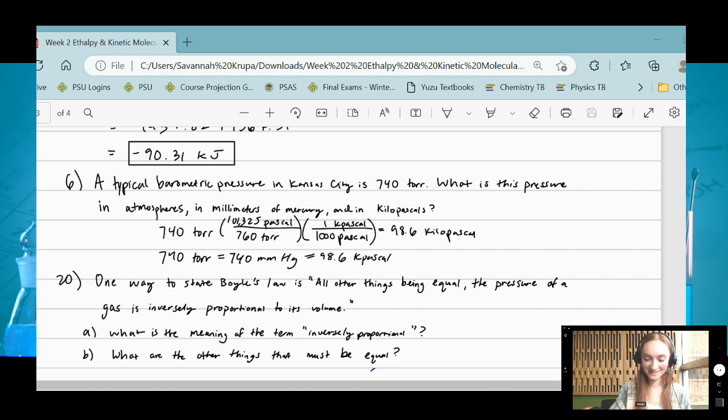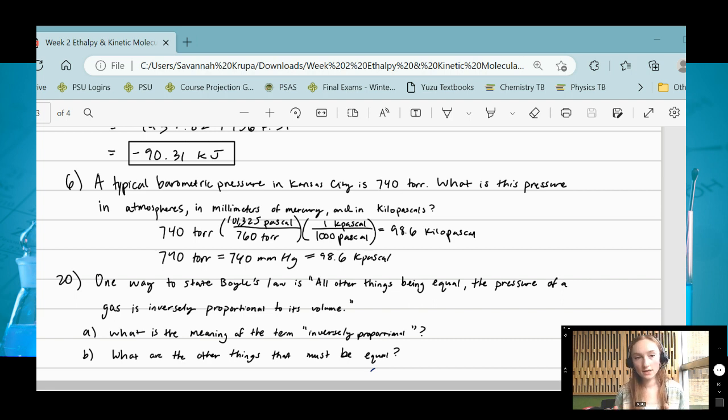PIVNERT is exactly what I mean: PV equals nRT. Each of these stands for pressure, volume, number of moles, the constant R, and temperature in Kelvin. Because this is talking about Boyle's Law, and it's talking about the pressure and also the volume, these are the 2 things it's talking about, the pressure and the volume.